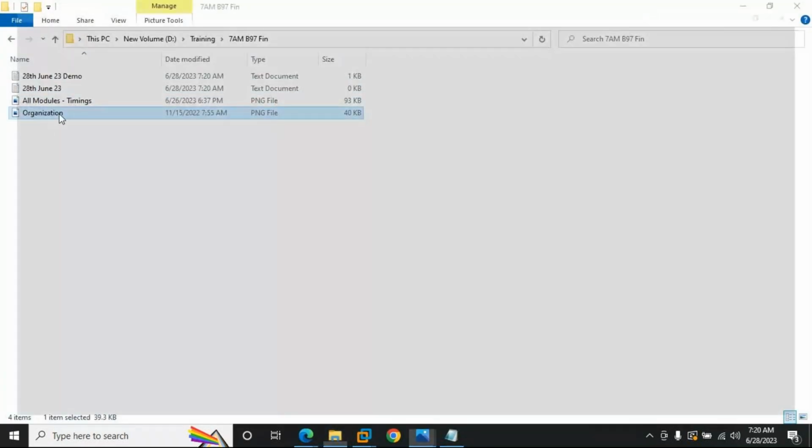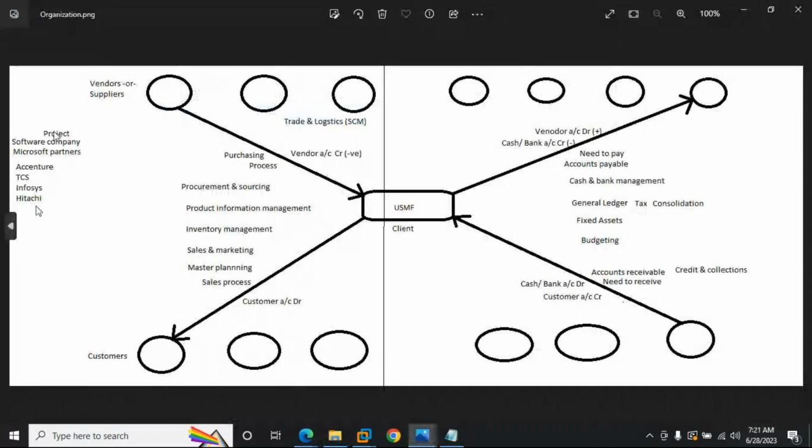So you are going to join a software company. Once you learn this application properly, what will you do? You are going to join a software company, maybe Accenture, TCS, Infosys, Hitachi, or Wipro. There are so many software companies. In that company, you are going to join, and once you have joined, you are going to work for a project.